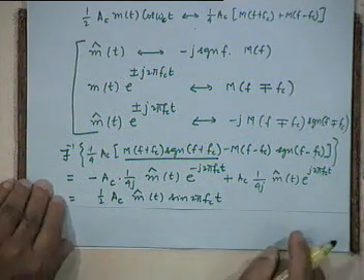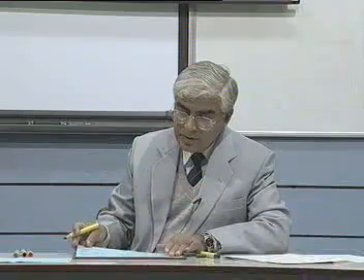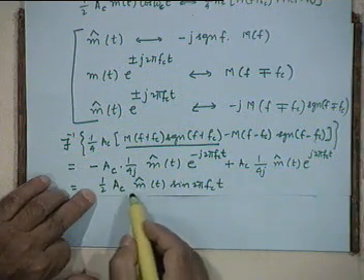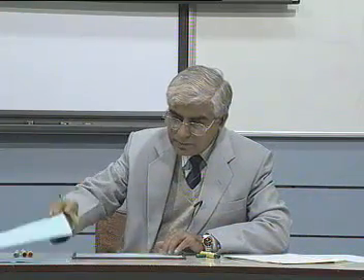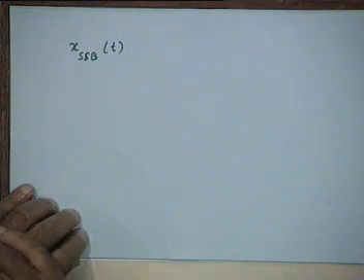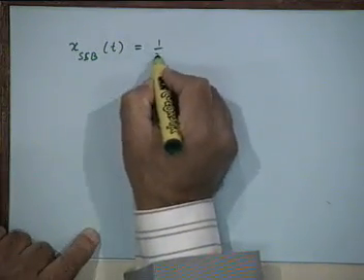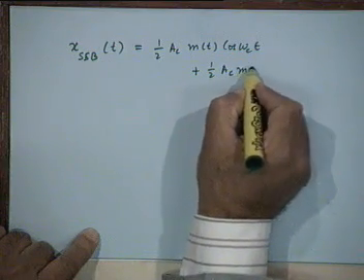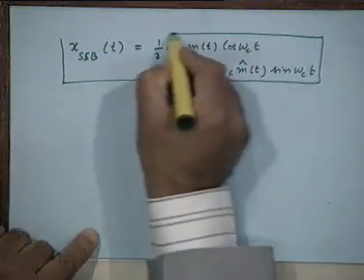So I have a closed form expression for the inverse Fourier transform of the last two terms. The first two terms were equal to half A_c m(t) cosine omega c t, and the last two terms are equal to half A_c m hat t sine 2 pi f c t. Very interesting. So that gives me a closed form mathematical expression for the SSB signal, the single sideband signal, in terms of the message and the carrier, just like we had for the DSB-SC signal, and that is equal to half A_c m(t) cosine omega c t plus half A_c m hat t sine omega c t. A very neat and interesting expression.